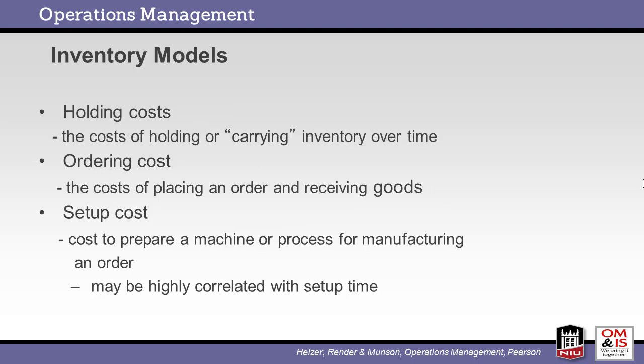There are several costs associated with inventory. Holding cost or carrying cost is due to the storage of the item. Think of warehouse space, shelving, lift trucks, and personnel. Ordering cost occurs every time an item is ordered from a supplier. Finally, setup cost is a manufacturing cost incurred every time the factory sets up to make a certain item. Setup cost is usually proportional to the setup time.